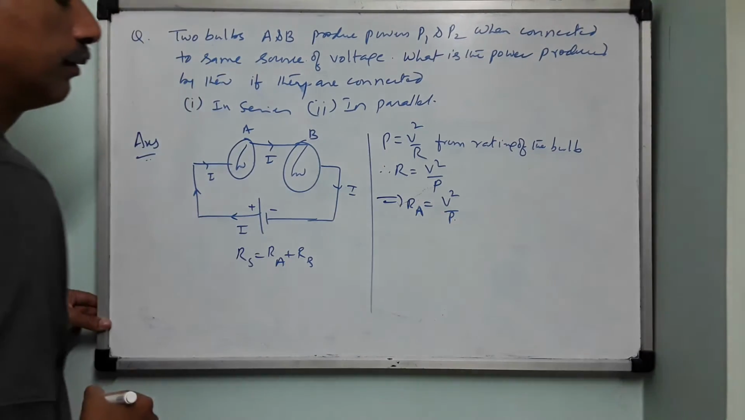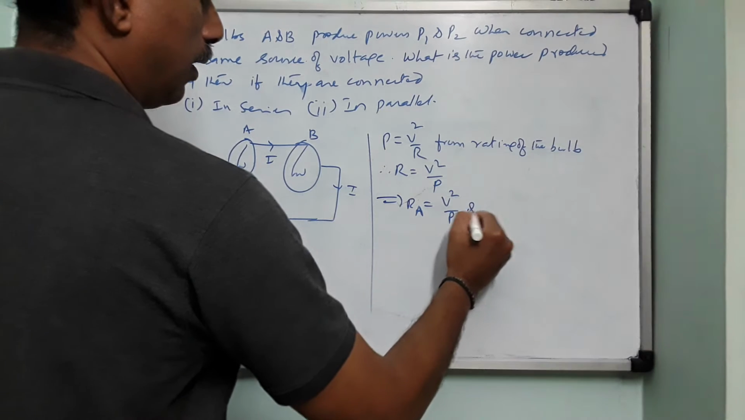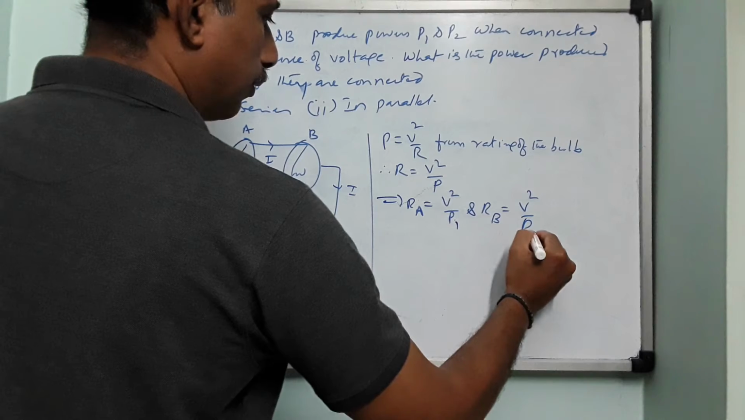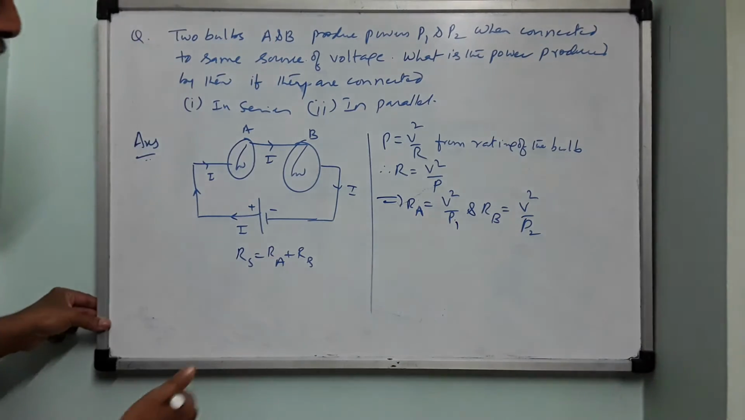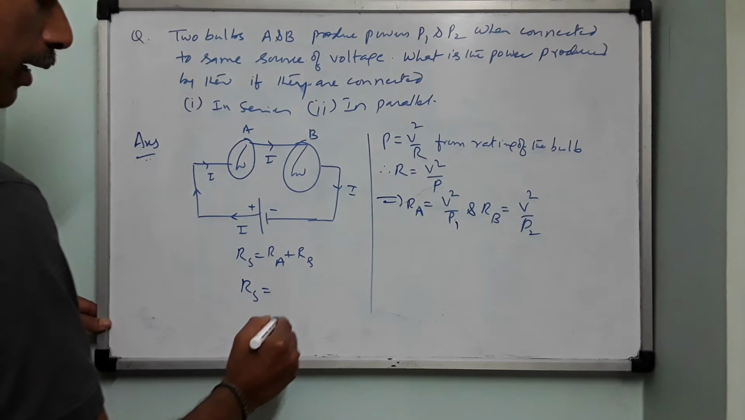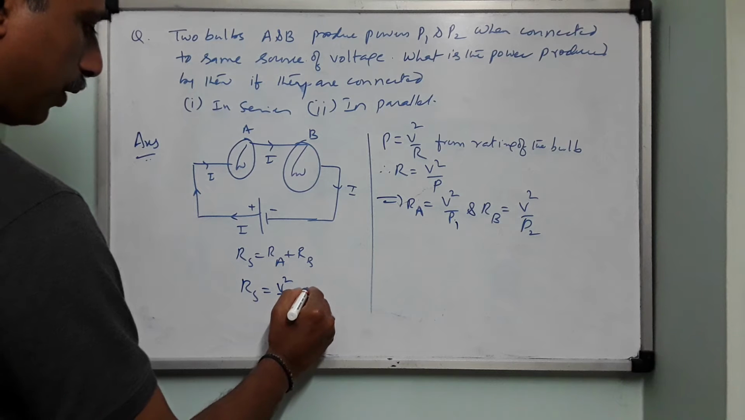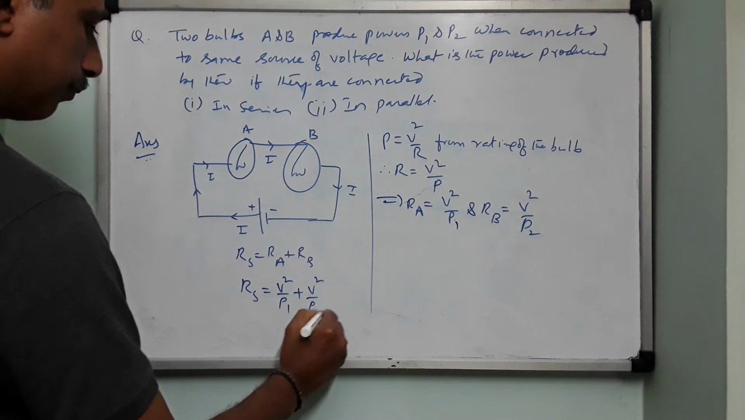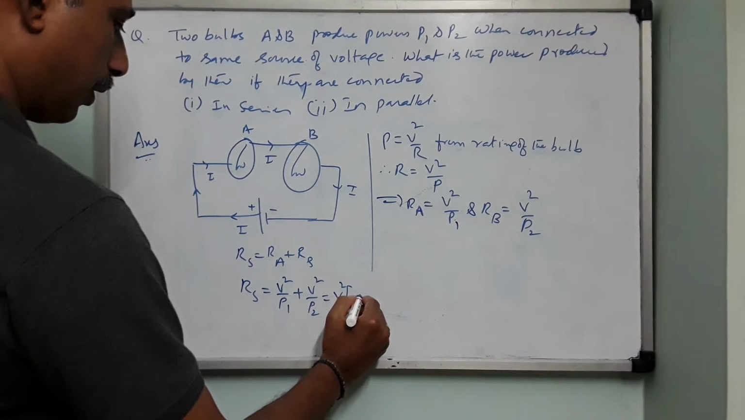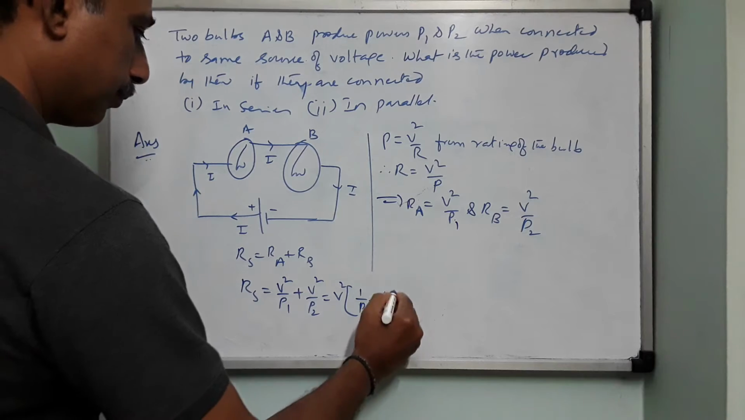Now this implies RA, for bulb A, is V square by P1, and RB, the resistance of the second bulb, is V square by P2. These values we put here. R series equals RA, which is V square by P1, plus RB, V square by P2. You can take V square common and you will get 1 by P1 plus 1 by P2.